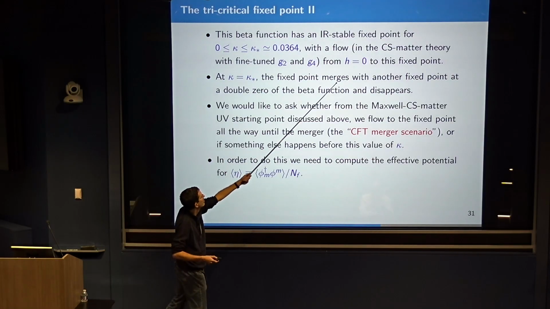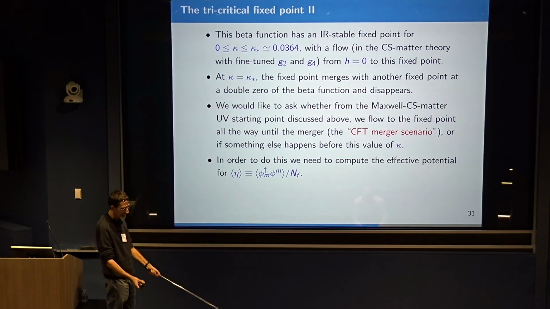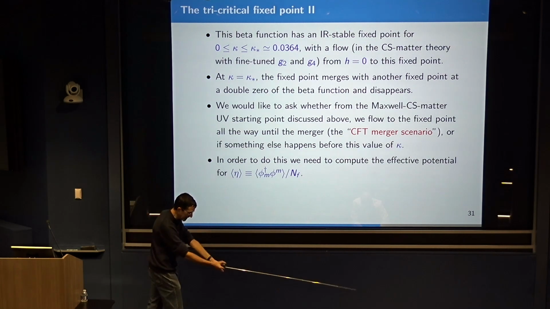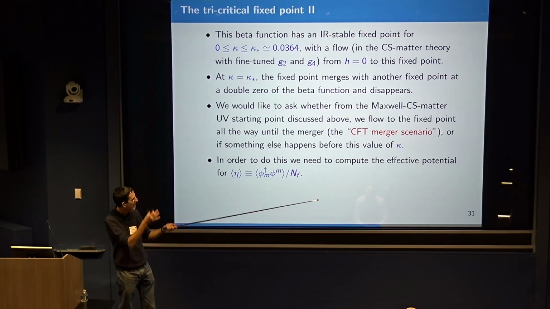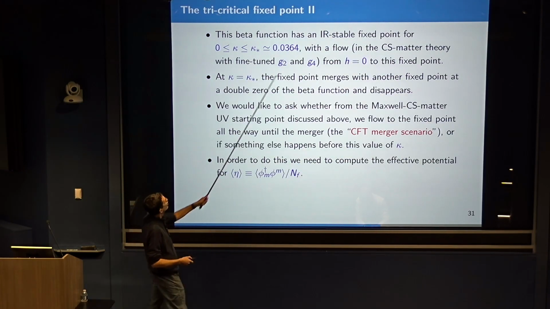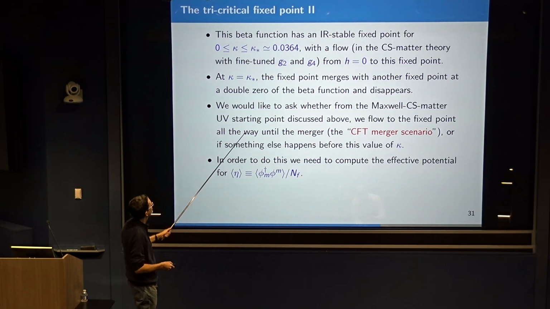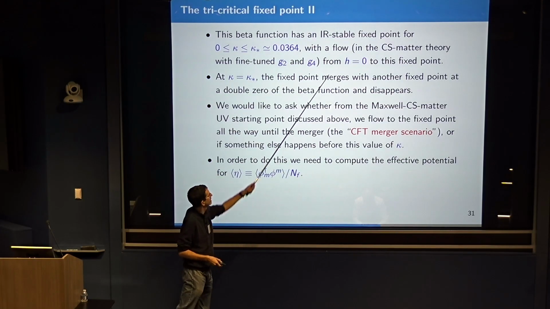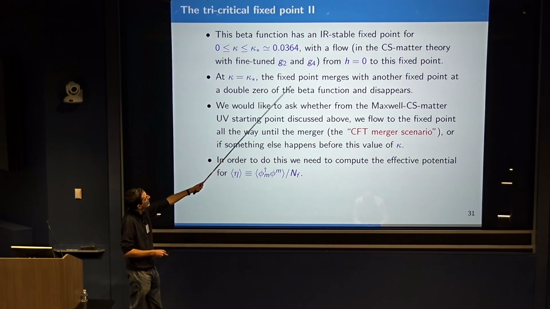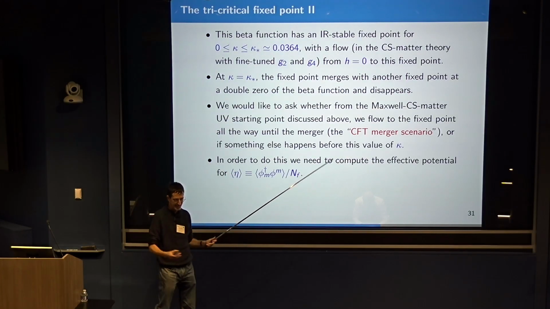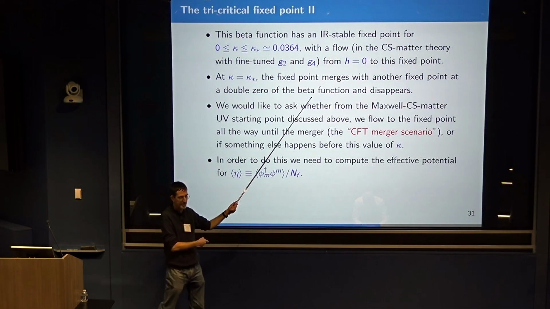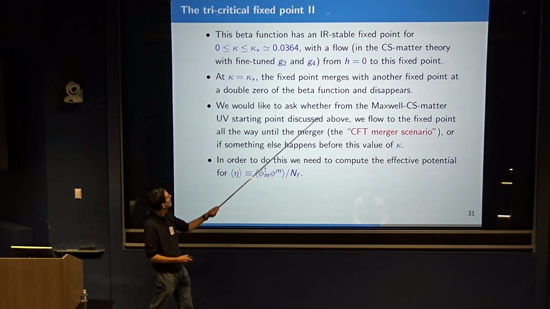And we have a flow from our theory to this fixed point in the context of just the Chern-Simons matter theory now. In that case, this flow can be exactly solved. It's not known how to solve it exactly if we also have the Maxwell coupling. So in that range, the Chern-Simons matter theory that we have at low energies has this non-trivial fixed point. And then when we get to this boundary value, this fixed point, again, if we just analyze the low energy CFTs, merges with another fixed point at a double zero of this beta function that I had on the previous slide and disappears.